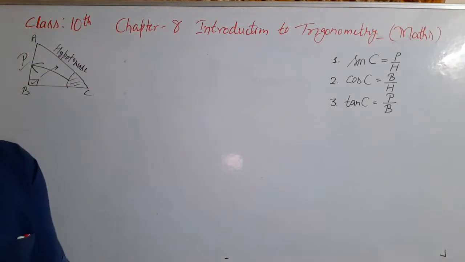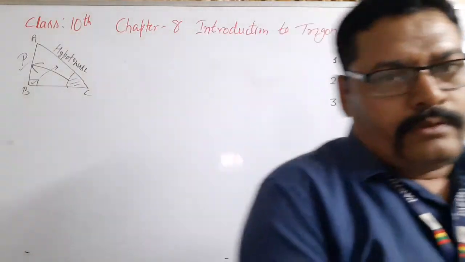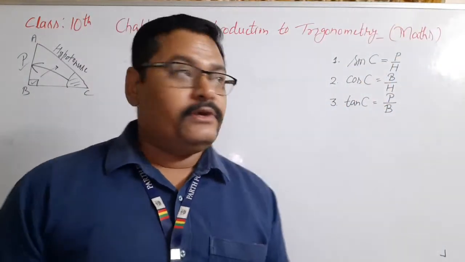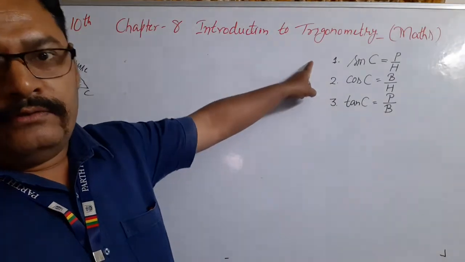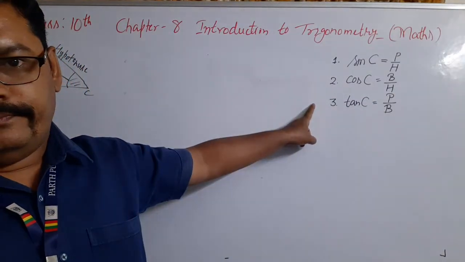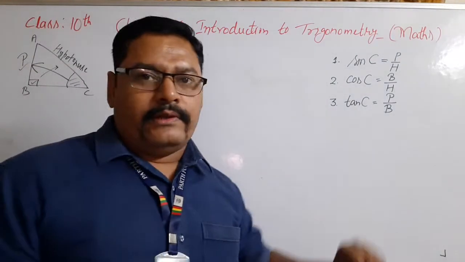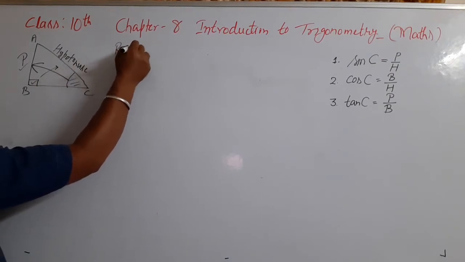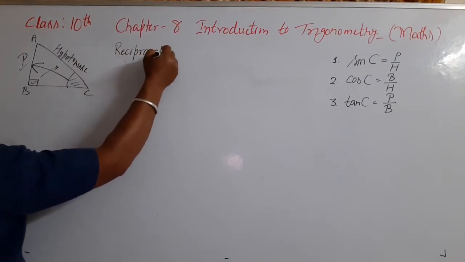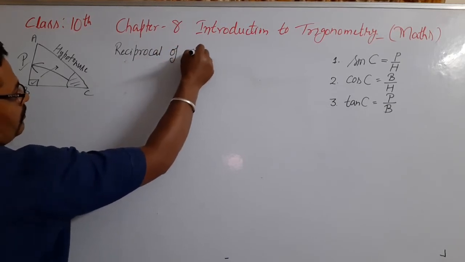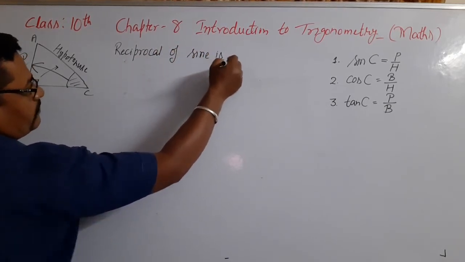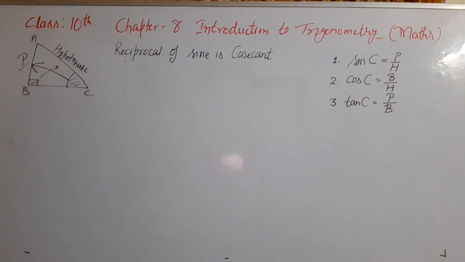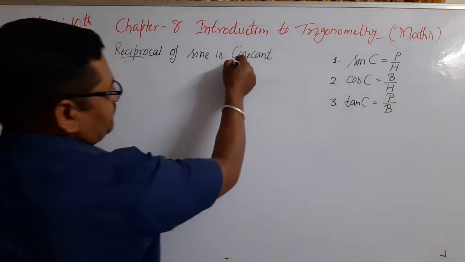Now we will study three more trigonometric ratios. See, the interesting fact is that the next three trigonometric ratios are reciprocals of these three trigonometric ratios. First reciprocal is of sine. Reciprocal of sine is cosecant.